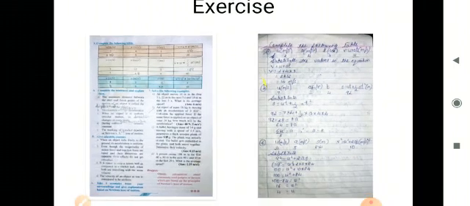Now first, here the first problem, U is equal to 2, A is equal to 4, T is equal to 3, and V we have to find out. So V is equal to U plus AT. So in this formula, we have to substitute the values. So V is equal to 2 plus 4 into 3, that is equal to 2 plus 12, that is equal to 14 meters per second.